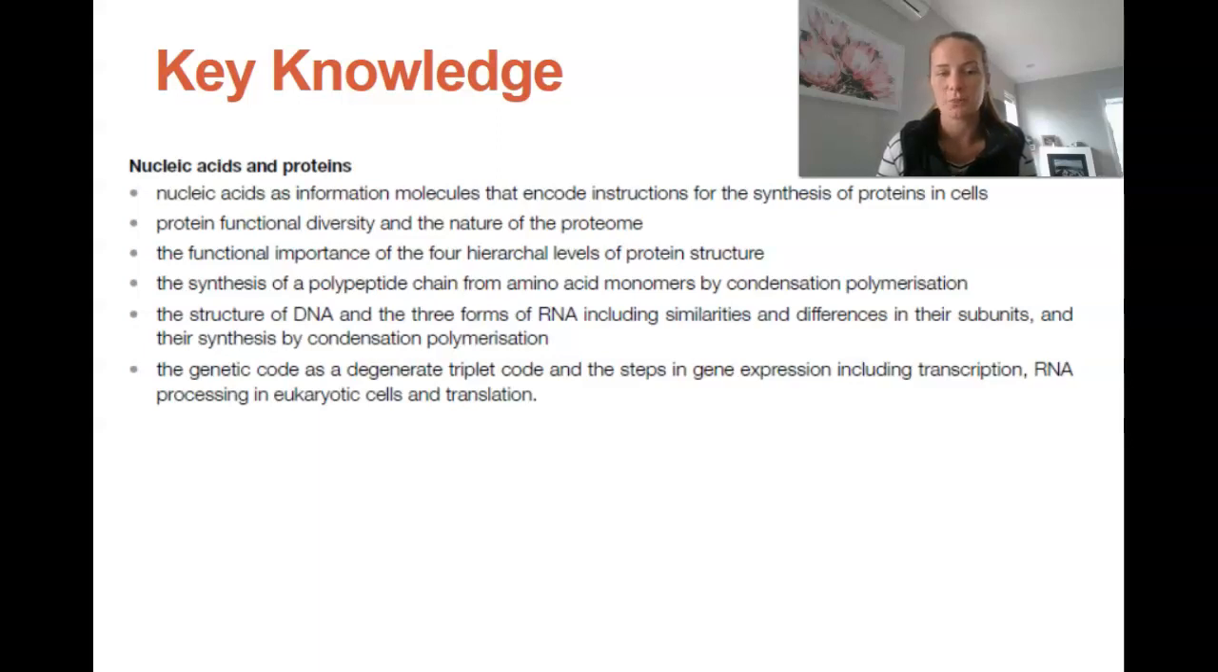by condensation polymerization, the structure of DNA and the 3 forms of RNA, including similarities and differences in their subunits and their synthesis by condensation polymerization, and the genetic code as a degenerate triplet code and the steps in gene expression, including transcription, RNA processing in eukaryotic cells, and translation. So it is a large chunk that is related to nucleic acid and protein structure, how they're related to each other, and then what they actually do in the cell.